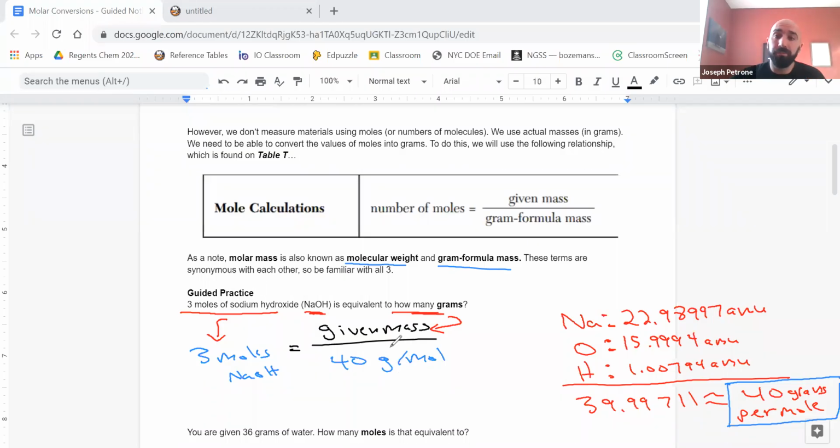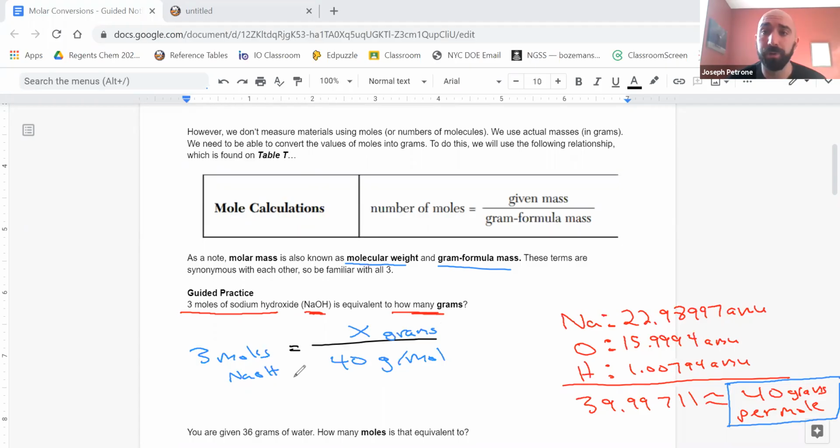And we're still looking for the given mass. So we're looking for this value here. So I'm just going to throw down an X as my variable. X grams. So we want to know essentially how many grams are equal to 3 moles.